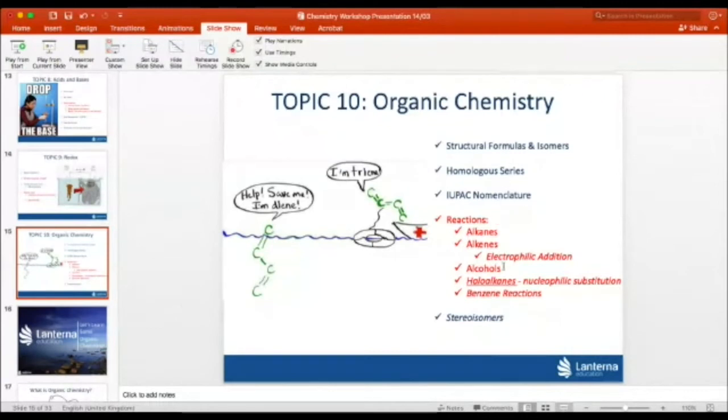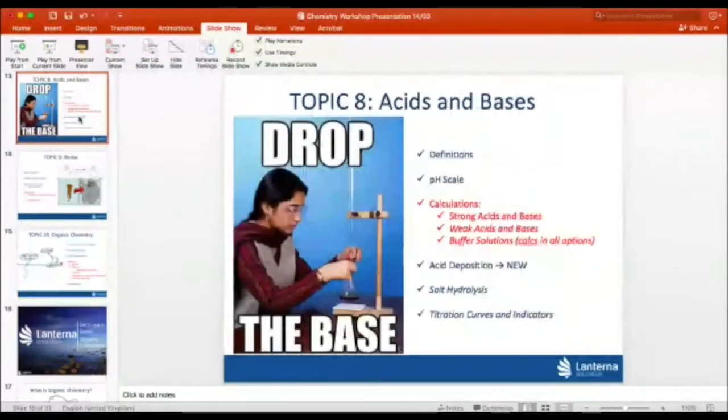Okay, questions are coming my way. Okay, acids and bases. Do you need to calculate the pH of salt? You don't need to calculate the pH for salt hydrolysis. Basically, they'll give you a salt, for example NaCl, and you don't have to calculate the specific pH, you just have to say whether it's basic, acidic, or neutral.